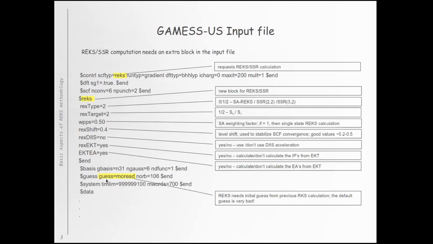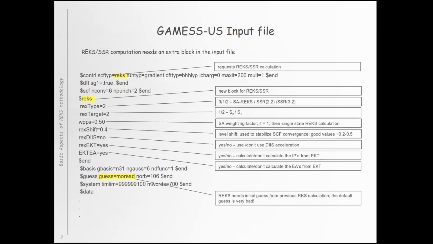And I told you before that you need to read the initial guess for the SCF cycles, for example from a previous calculation, either a standard Kohn-Sham calculation or a previous REKS calculation which has converged. GAMESS's default guess is just a simple Hückel guess, or even worse than that. So it's total crap. It doesn't work.